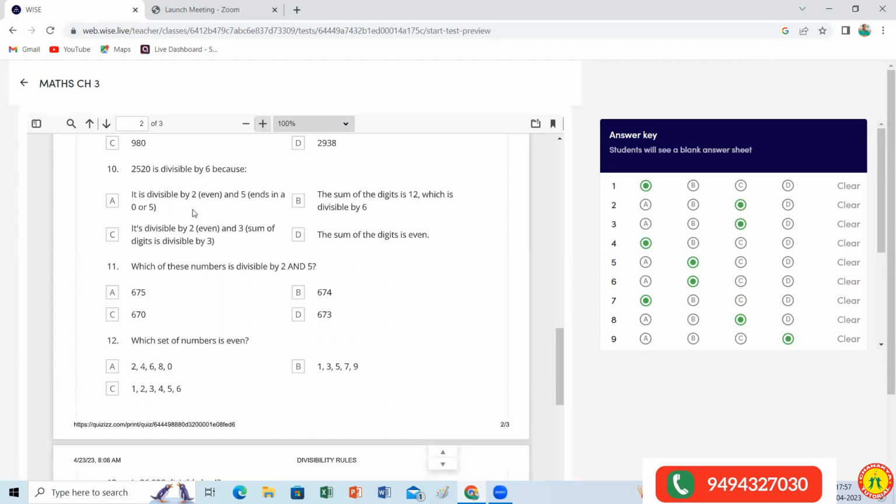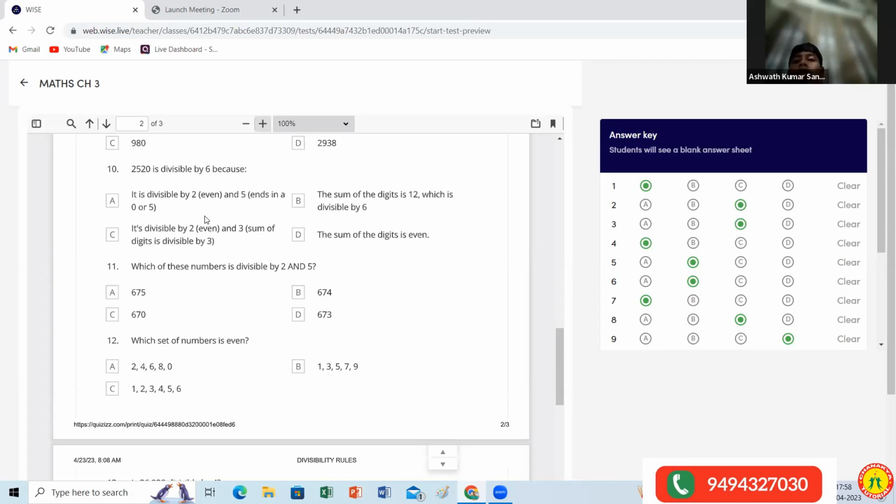So what are the options here? It is divisible by 2, and by 5 if it ends with 0 or 5. The sum of digits is 12. Sorry, no. It is divisible by 2 and the sum of digits is divisible by 3. Option C is correct, right, Ashwath? Yes, ma'am. I was confused maybe while reading the options. You may get confused. Okay, not an issue, right?